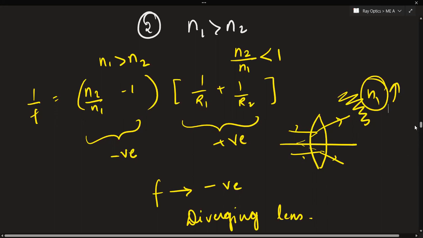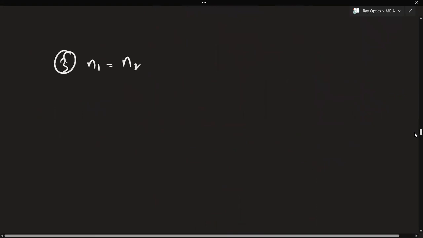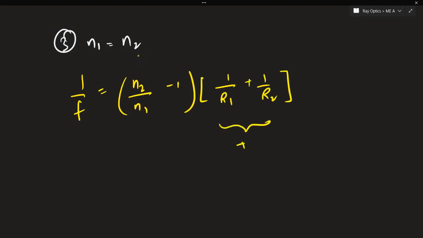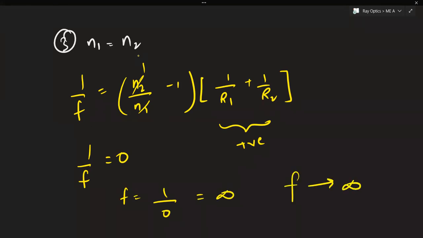One last condition. If somehow we make it equal, N1 is equal to N2. So in this formula, if N1 becomes equal to N2, see, N2 by N1 minus 1, times 1 by R1 plus 1 by R2. This term is positive, but see, it's not about positive or negative. Do you notice here? N2 is equal to N1. This becomes 1. 1 minus 1, 0. So 1 by F is 0. And so F will be 1 by 0. And 1 by 0 is infinity. Focal length is infinity. Plane mirror. Yes, plane mirror.